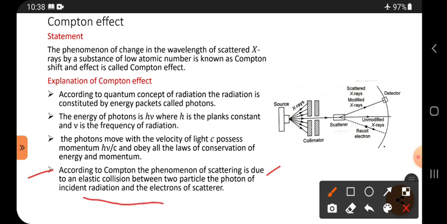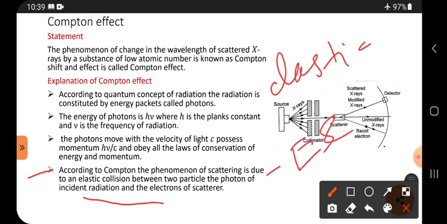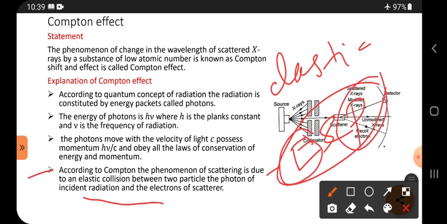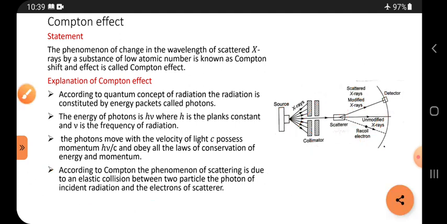Here generally collisions are of two types. One is elastic collision, the other is inelastic collision. The collision in which energy and momentum are conserved is elastic collision. Conserved means constant. So the collision which obeys the law of conservation of energy and the law of conservation of momentum is elastic collision, otherwise it is inelastic. But here it is elastic collision, meaning energy and momentum have to be conserved.